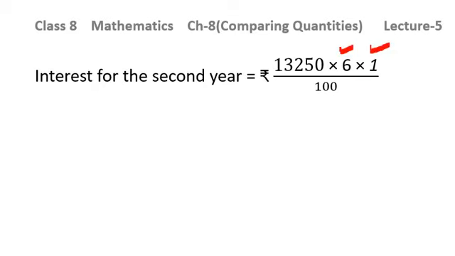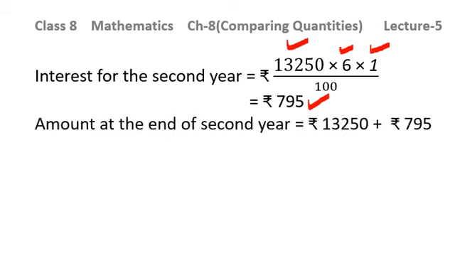So time will be again 1 year and here principal will be 13,250. Then you will be getting 795 rupees. This will be the interest for the second year. Now amount at the end of second year will be 13,250 plus rupees 795. It will give you 14,045.